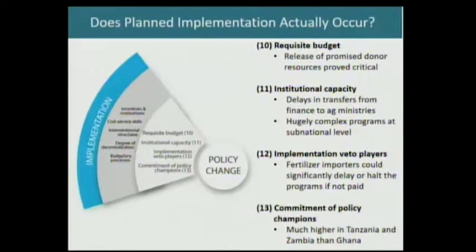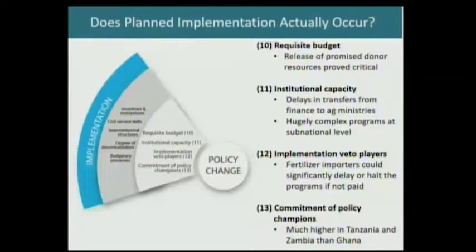Requisite budget, this was just, I think, obvious in all these cases. Particularly the release of promised donor resources proved critical, whether that was ag budget support in Ghana, whether that was poverty reduction budget support in the Zambian case, whether it was World Bank support for the Tanzanian program.